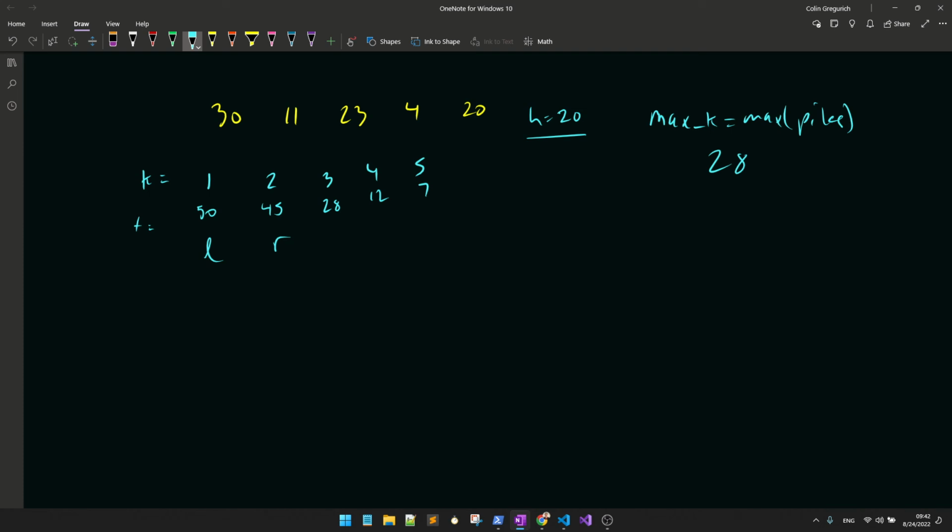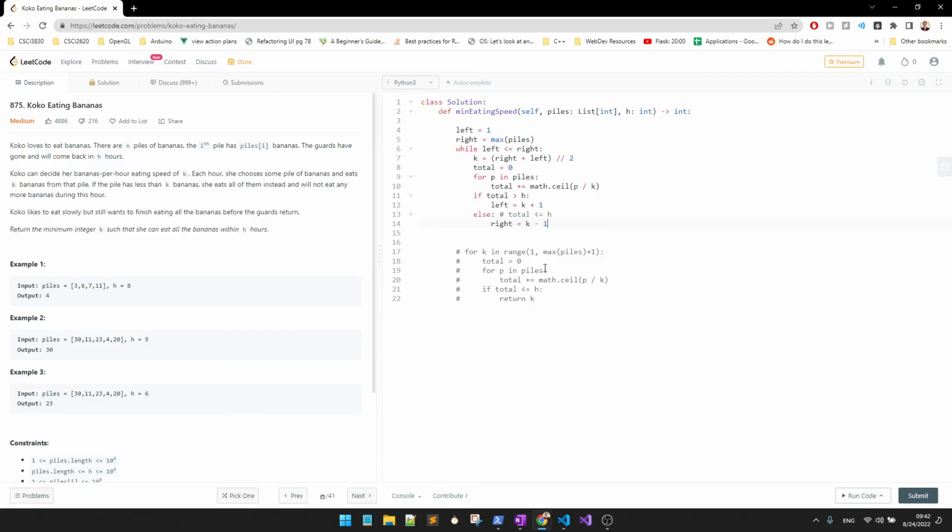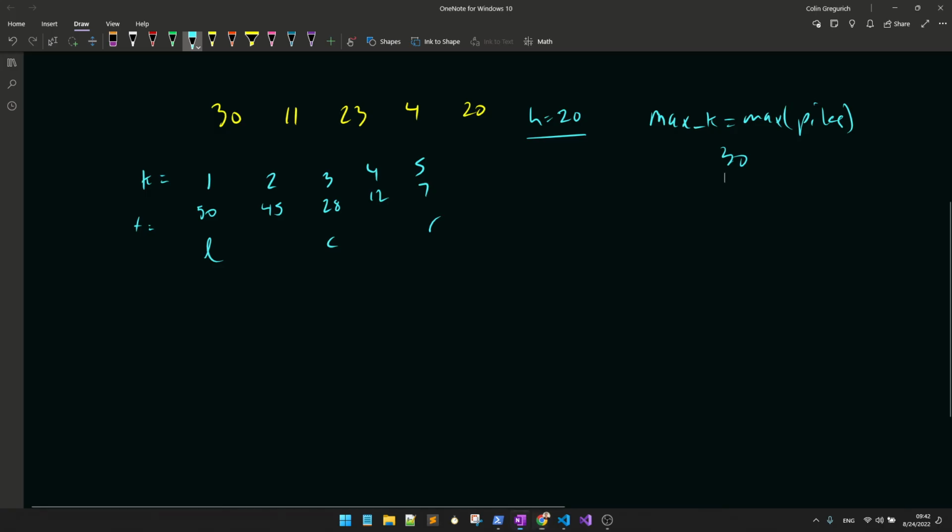That doesn't even make sense. Oh, I'm wrong. 28 is not less than or equal to 20. Okay, it's not less than or equal to, it's greater than, which means we shift left to the right. So we move left here. We calculate center to be here. And now we're saying, okay, is this less than or equal to what we're looking for? Yes, it is. Let's save that.